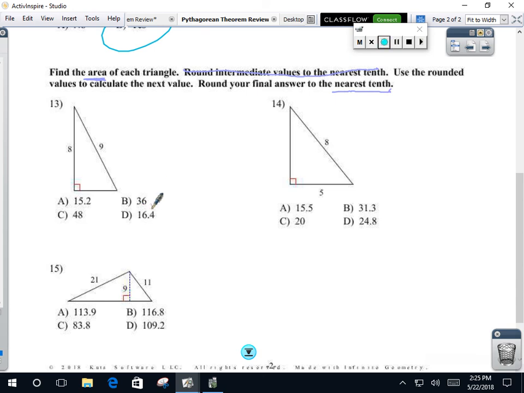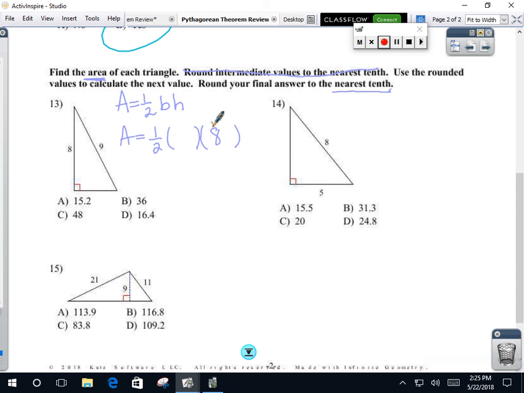All right, number 13. First of all, how do you find the area of a triangle? Correct. You take 1/2 of the base times the height. Do we have either the base or the height for this triangle? Correct. The height is 8. Now, we also have the hypotenuse, which is not part of this formula, but can be useful in finding the base. How can we use it to find the base?